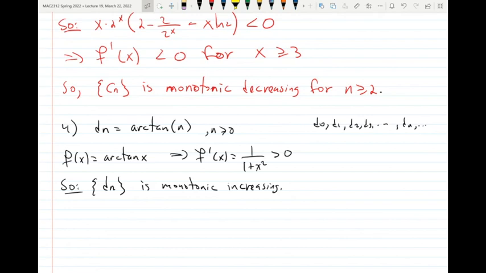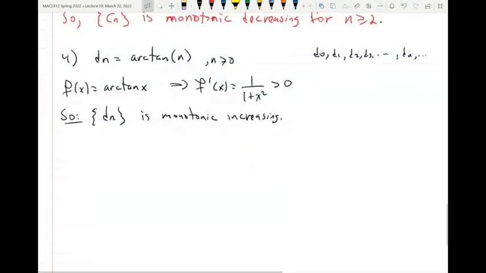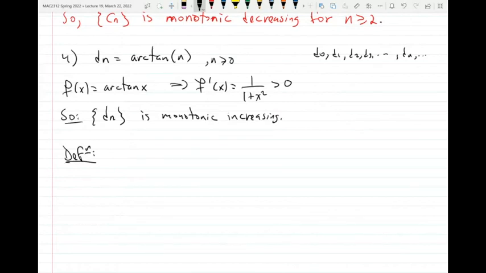And the one above, we call it an upper bound. So we say the sequence is going up and it has an upper bound, we say it's bounded above, and the one below is a lower bound. Okay, so I'm going to define all of these terms. So, definition. This is the definition of bounded sequence.